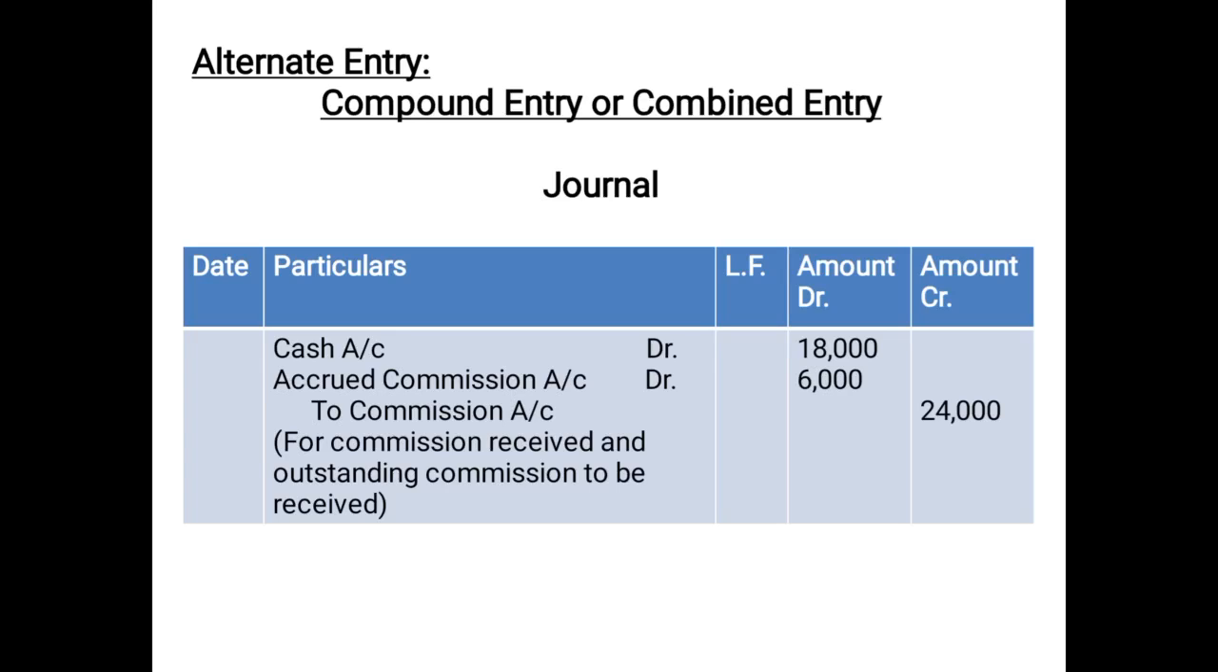So what we can do here in the combined entry, instead of passing those two entries separately, we can pass a combined entry. For example, cash account debited 18,000 with the amount of commission actually received. Accrued commission or outstanding commission account debited with the amount of commission which has not been received, that is 6,000. To commission account 24,000. That is how much commission is actually earned, including the received one and outstanding one. And what can be the narration? For commission received and outstanding commission to be received.